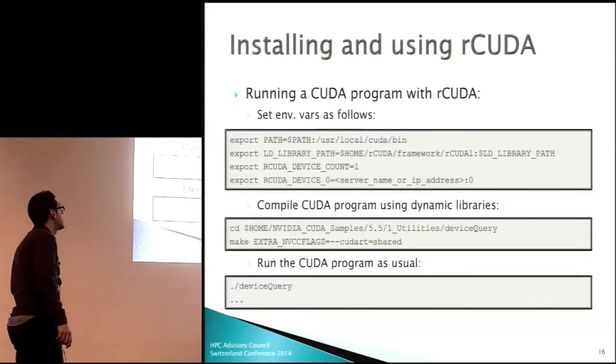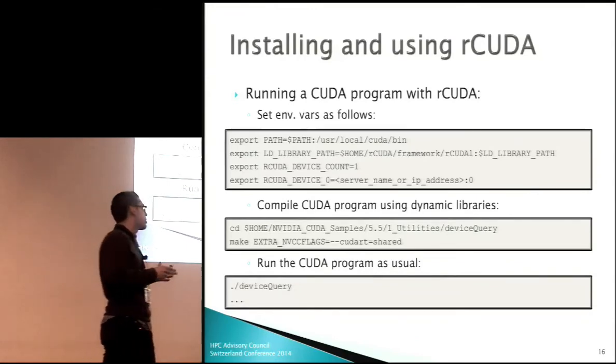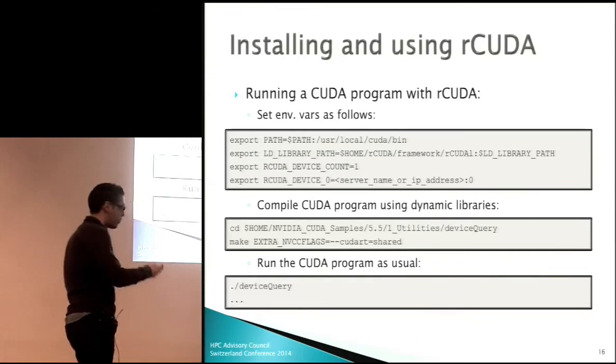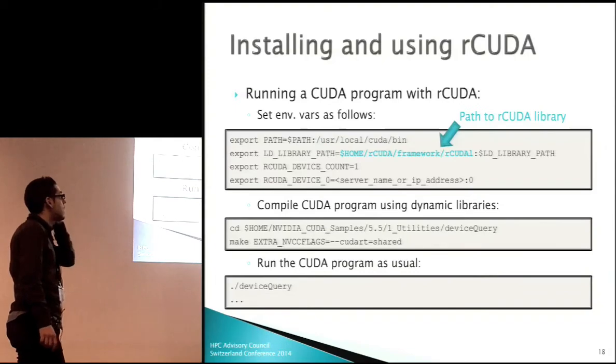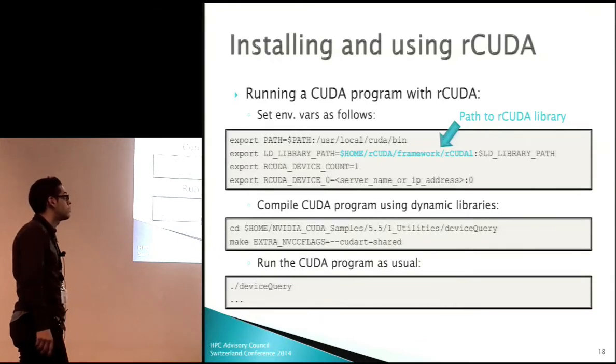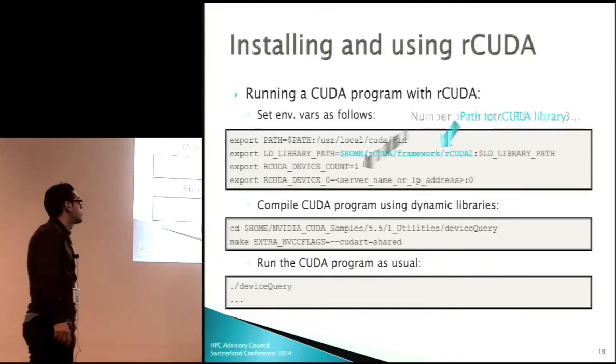Now we move to the client part. We are now in a node which does not have a GPU, so here we also export the path to the CUDA binaries, but in the case of the library, instead of exporting the path to the CUDA libraries, obviously we export the path to the rCUDA libraries. Now we must tell rCUDA how many remote GPUs I have.